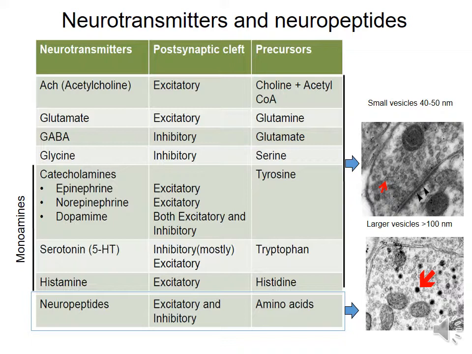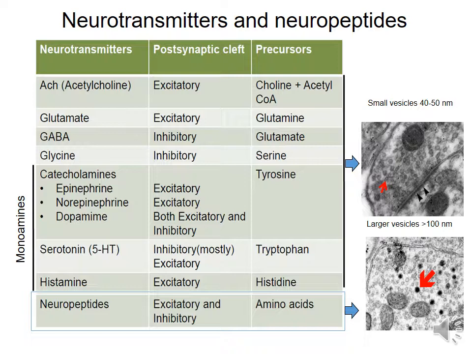And then, on the other hand, we have neuropeptides, which are small protein-like molecules, or peptides, found in larger vesicles, as we can see here. These are dense core vesicles of more than 100 nanometers. A few examples of neuropeptides are enkephalin, which is a pentapeptide involved in regulating nociception in the body, and somatostatin, which is a peptide hormone that regulates the endocrine system.